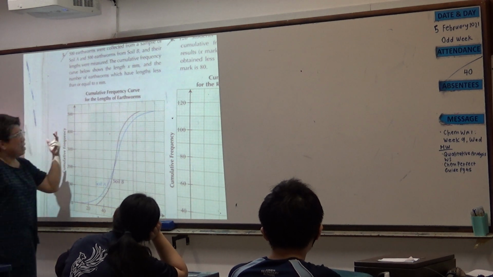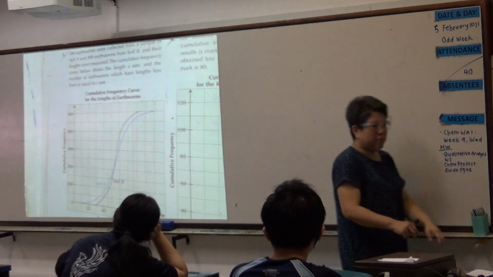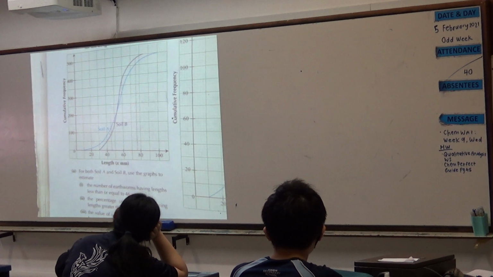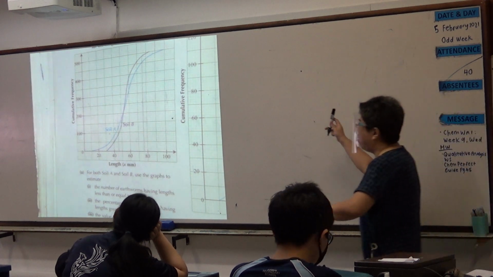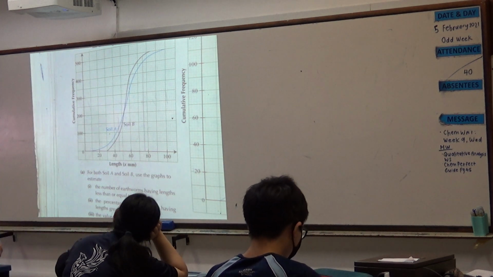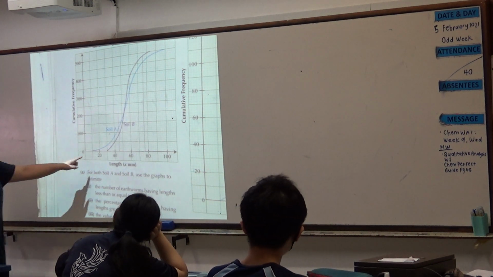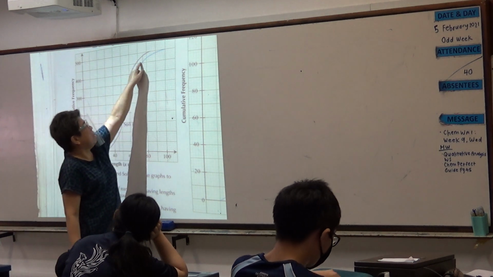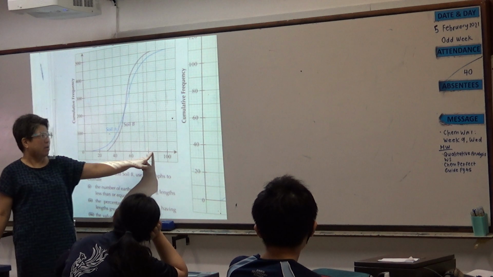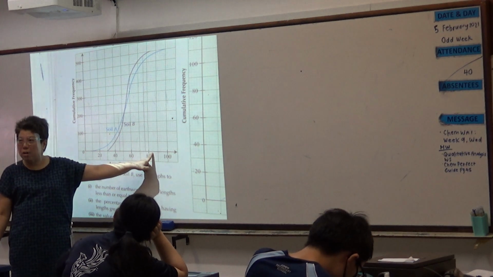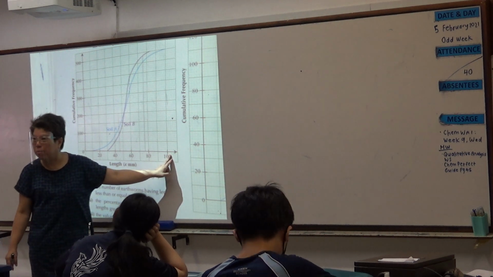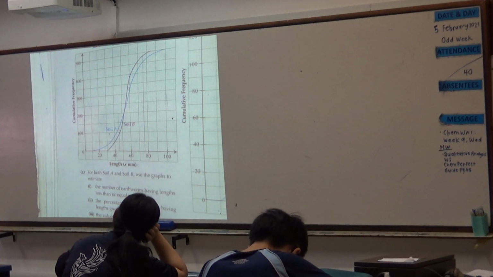Now you look at the cumulative frequency of the earthworms. Can you see that both curves must end at 500, because I only got 500 earthworms? Now, this one is soil B. Can you see that soil B only has this length of earthworm? Soil A has longer earthworms. So that's how we look at it first.